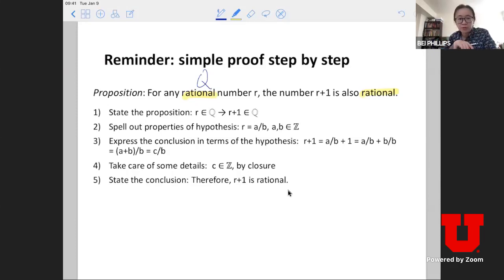The first step is to state the proposition in mathematical terms. So since Q is a representation of rational numbers, this statement becomes: if R belongs to Q, then R plus 1 is in Q. This is the original proposition in mathematical terms. And the next thing is, if I want to focus on the hypothesis, which is the first part of the statement, we want to look at what is a property associated with something being rational. Then it says, okay, then R is equal to A divided by B, where A and B are integers, okay?